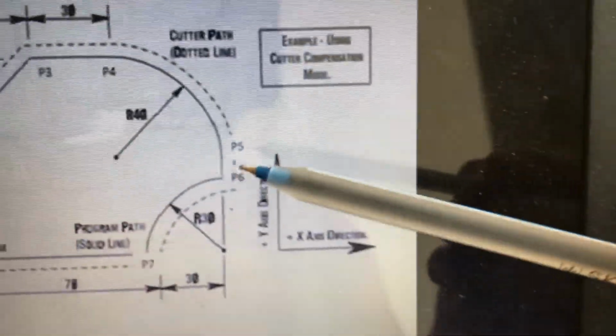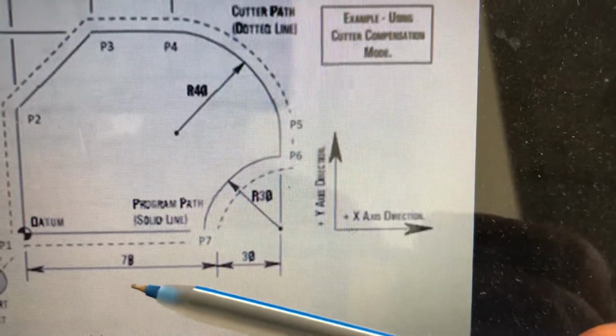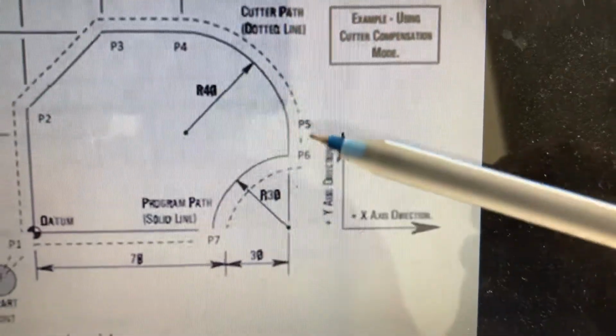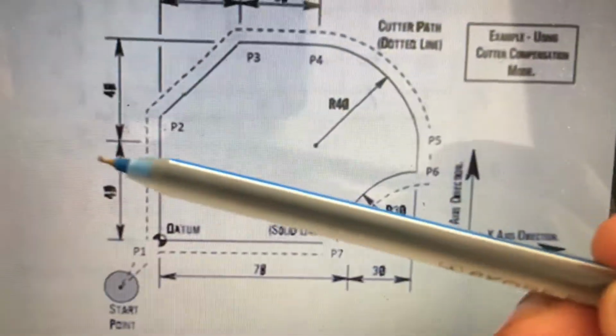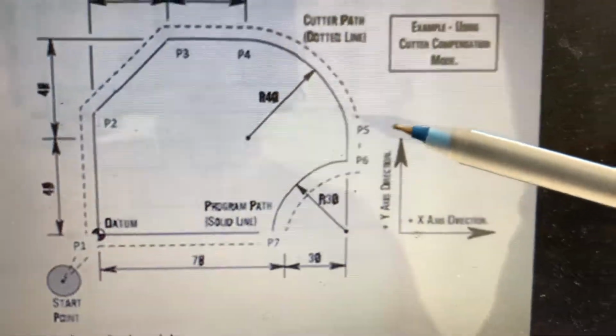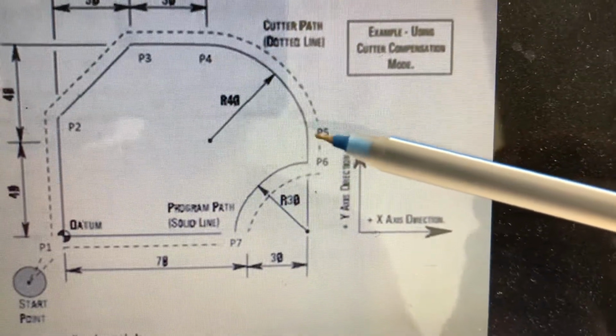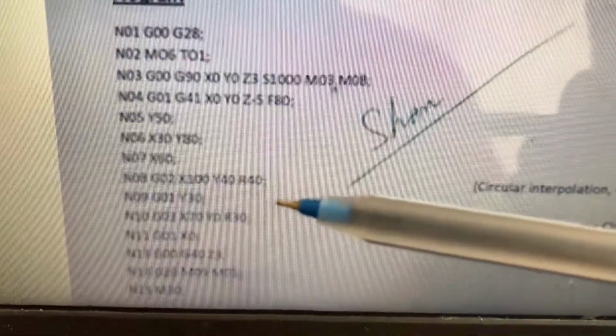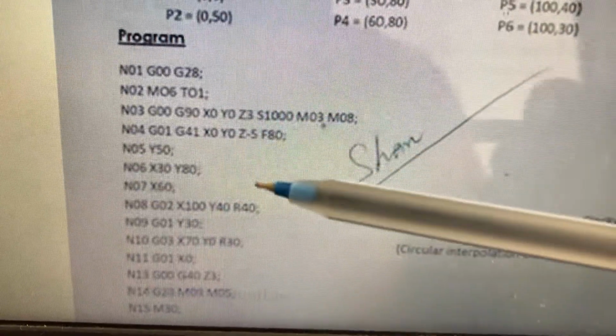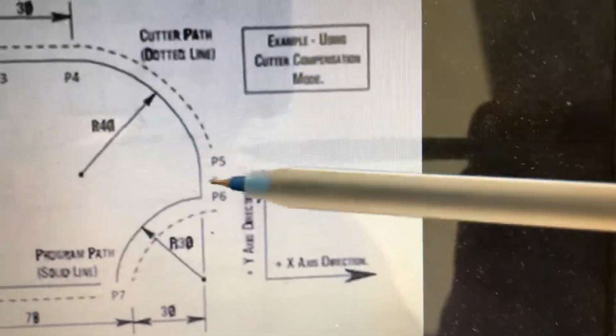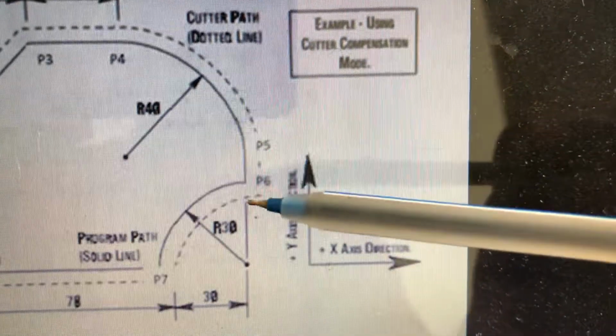That means at this point X is 100, 70 plus 30 is 100, and Y is 40. This value Y is 40 here. So X100, Y40, and radius is 40, and feed value 80 and whatever. If it is not given, the same feed value comes here. And after that we have again G01 to this point.